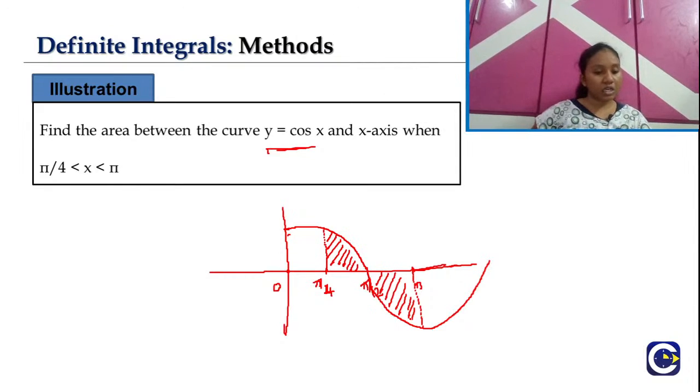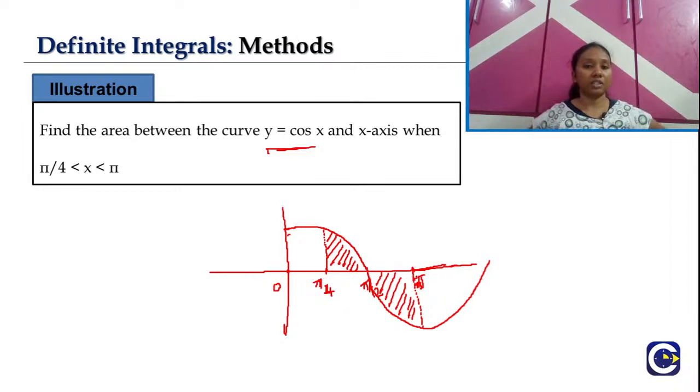I didn't get any answer yet. Okay, so let's wait for a few more minutes. As I have given you the graph, you might have an idea how to get the area between the curve y equal to cos x and the x-axis within the given interval of pi by 4 less than x less than pi.